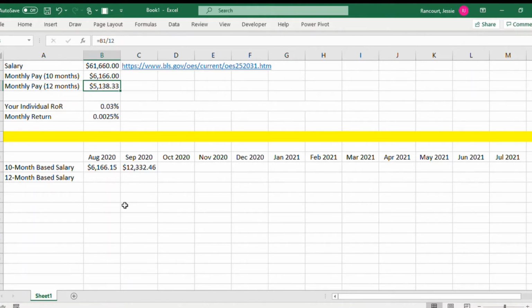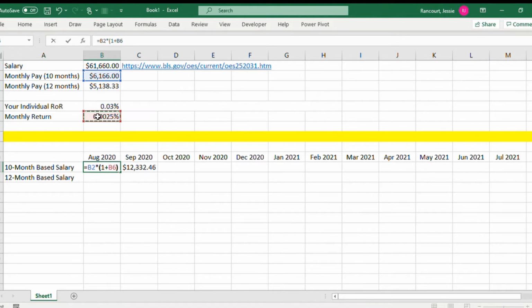On a 12-month basis, you'd get paid $5,138.33. The last piece of information we need to know is your individual rate of return, which we'll go over in a second, and we actually go over in more depth in my book, and a link to that is in the description below. To find the monthly return is this complicated equation, which I'll leave here, but I won't explain it.